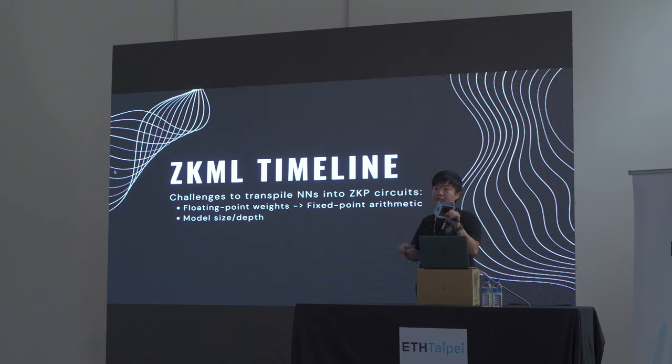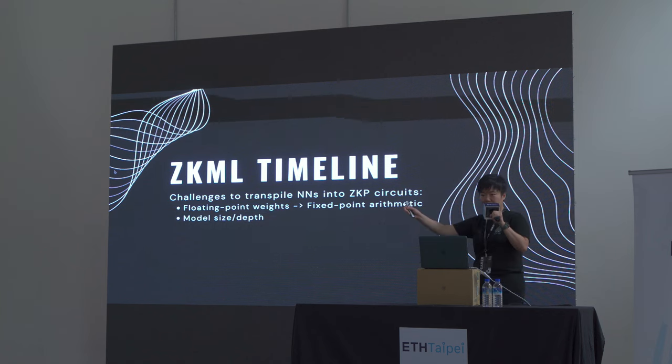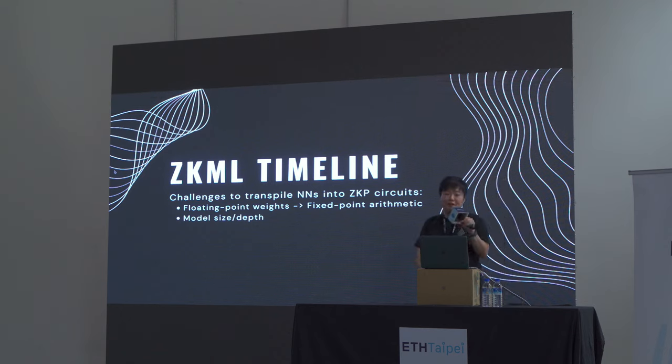The main two ways are you scale it up and truncate the decimal numbers, or you just quantize it. Right, so you find the minimum and the maximum of the range, and then you slice them into bins. The other thing is, of course, it's very hard to have a very deep model or a very big model because the size of the circuit will be huge, which typically increases prover time.